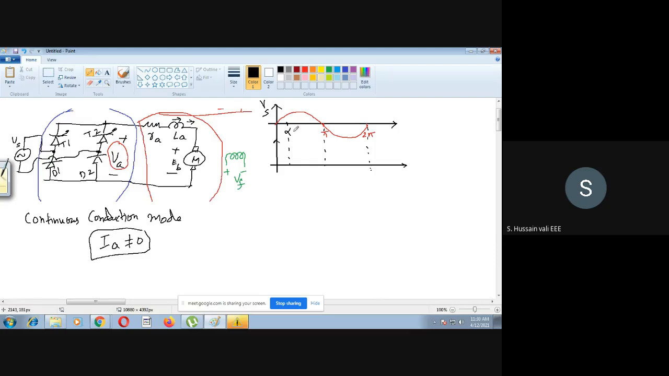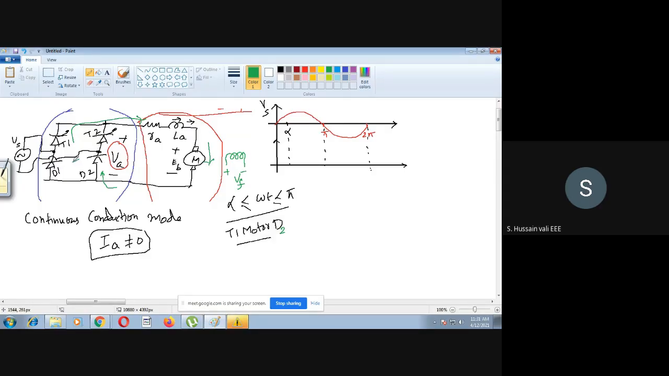The first interval is alpha to pi. From alpha to pi, thyristor T1 conducts. So T1 conducts through the motor and through D2. Okay, it is not D1, it is D2. Let me correct it. So T1, motor and D2.